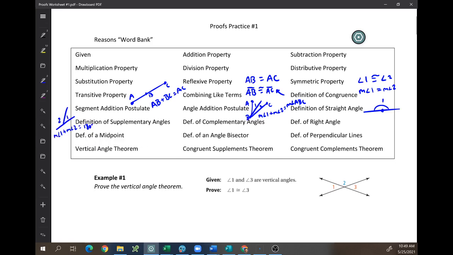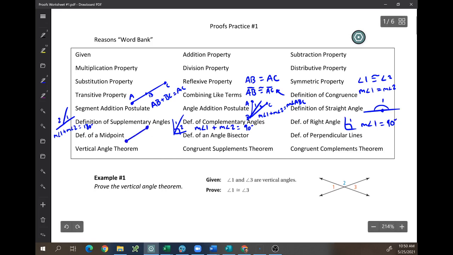Okay, a definition of complementary is if you know that two angles are complementary. Right, now that I know that they're complementary, the measure of angle 1 plus the measure of angle 2 equals 90 degrees. Okay, definition of a right angle is just that if I have a right angle, then I know that the measure of that angle is 90 degrees. Definition of a midpoint. So if I knew that, say, B was a midpoint between A and C, then I could say that AB is congruent to BC. That's the definition of a midpoint.